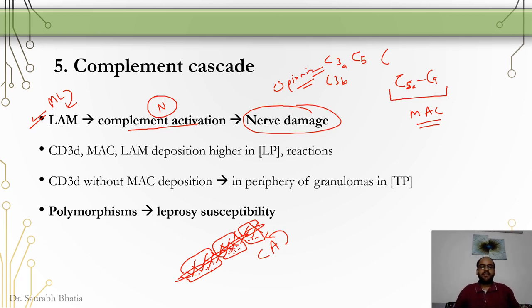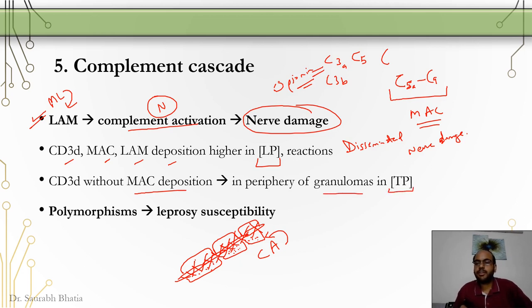Okay. So, we have seen that C3d and membrane attack complex deposition is seen higher in LL, and that is why in lepromatous pole you see disseminated nerve damage. While the same deposition is seen in the periphery of granulomas in tuberculoid pole. So, in tuberculoid pole, you have a granuloma, you have bacilli safe from any kind of issue, and you will have C3 deposition around it. That means any bacilli, if it comes out of the granuloma, will be destroyed by C3d and membrane attack complex.